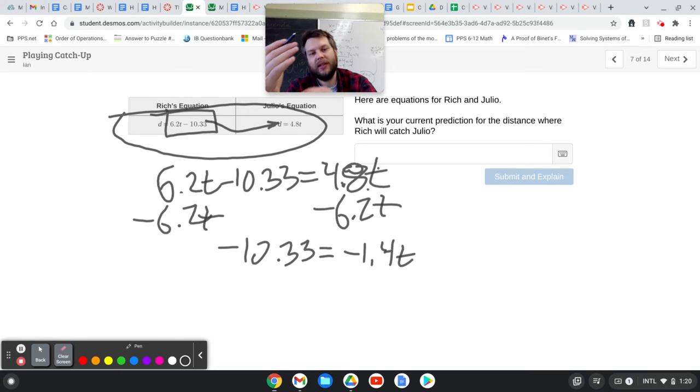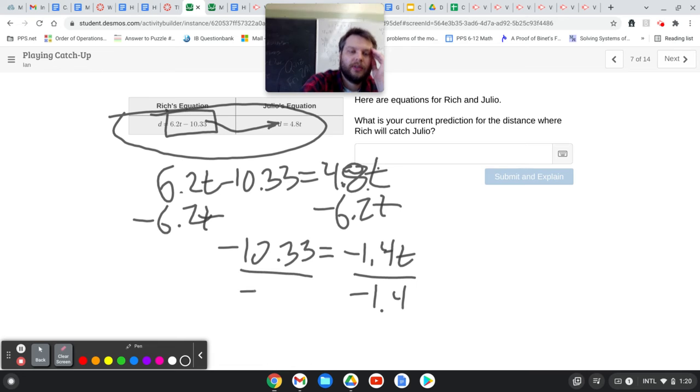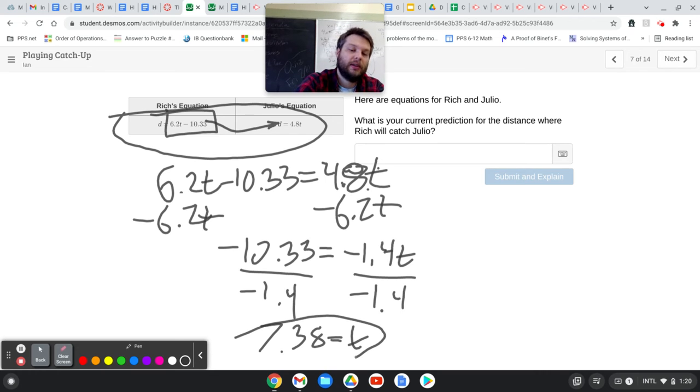And this represents that initial gap. They were initially 10 yards apart, and the 1.4 represents how much faster Rich is than the half-speed Julio. So divide by negative 1.4, and we get 10.33 divided by 1.4. We get 7.38. That's the t value. That's how long it takes for Rich to catch up with Julio.